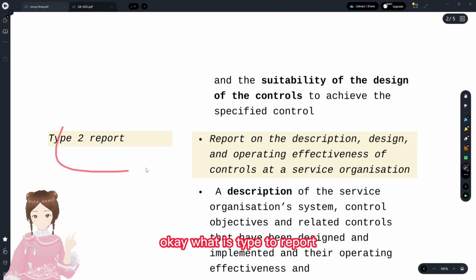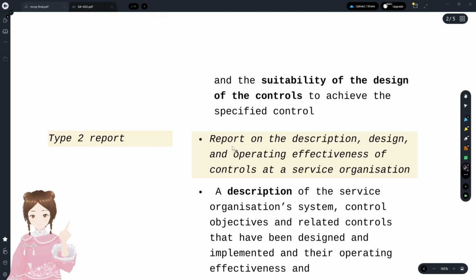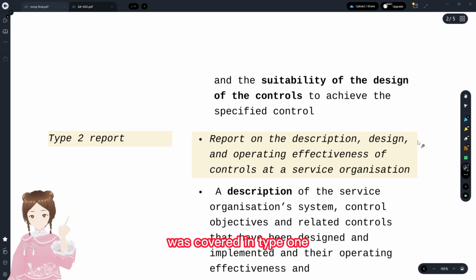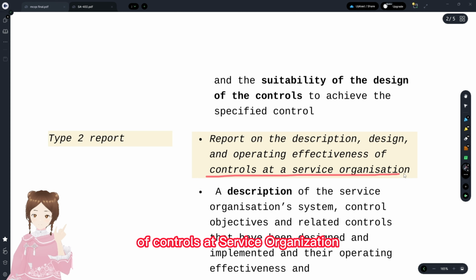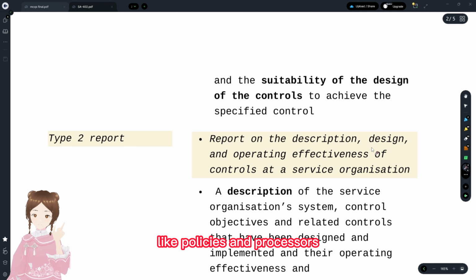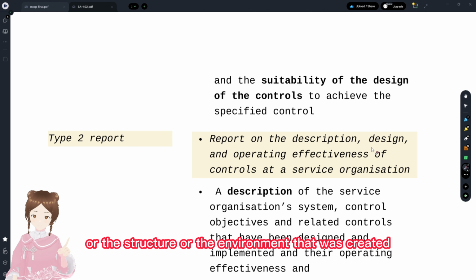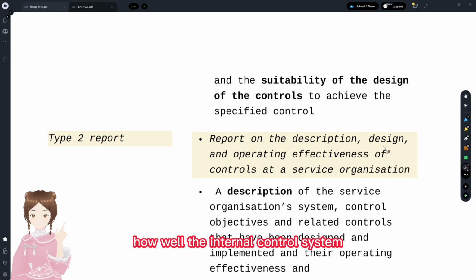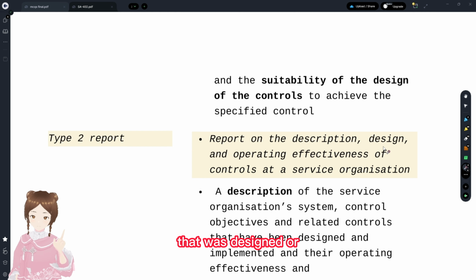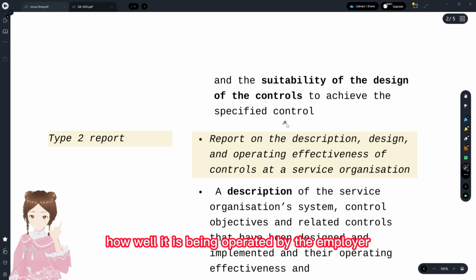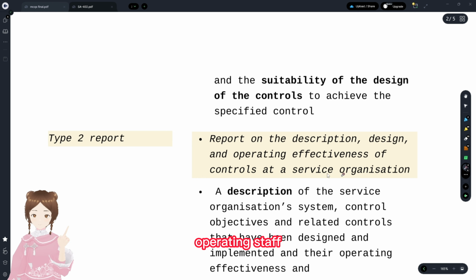Okay, what is a type 2 report? A type 2 report is a report on description and design, which was covered in type 1, plus operating effectiveness of controls at the service organization. Description and design were like policies and procedures, rules and regulations, or the structure or environment that was created. Operating effectiveness is the maintenance, that is, how well the internal control system that was designed by the management is being operated by the employees or operating staff.